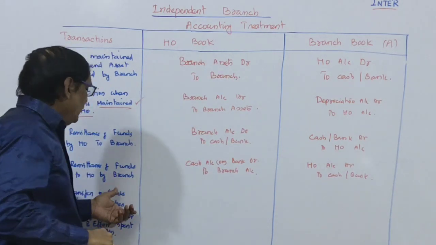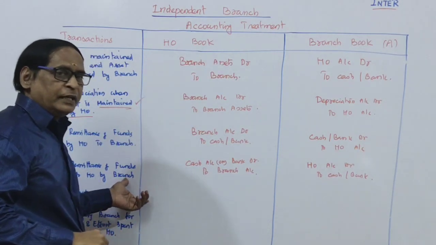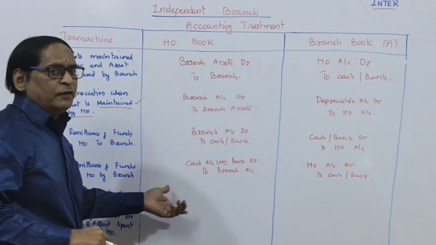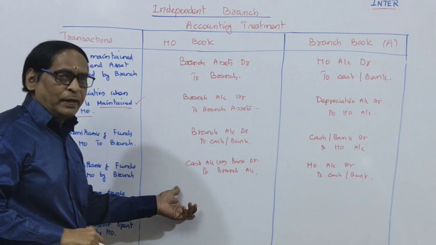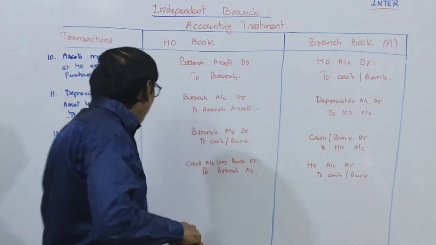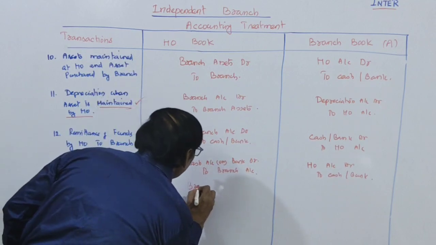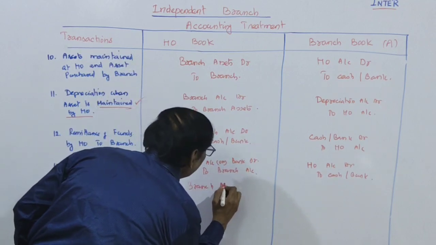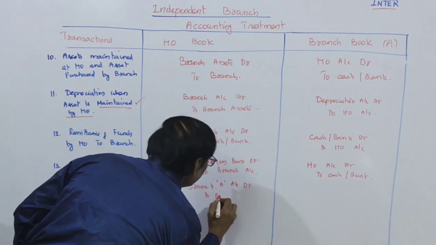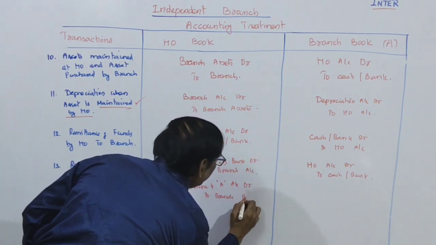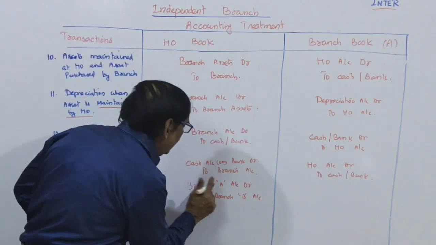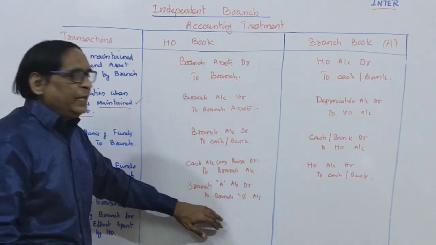So head office book will enter this type of transaction: receiving branch account debtor to supplying branch. Here who is the receiving branch? The receiving branch is A. So branch A account debtor to branch B account. Clear? So this is receiving branch account debtor, supplying branch account.